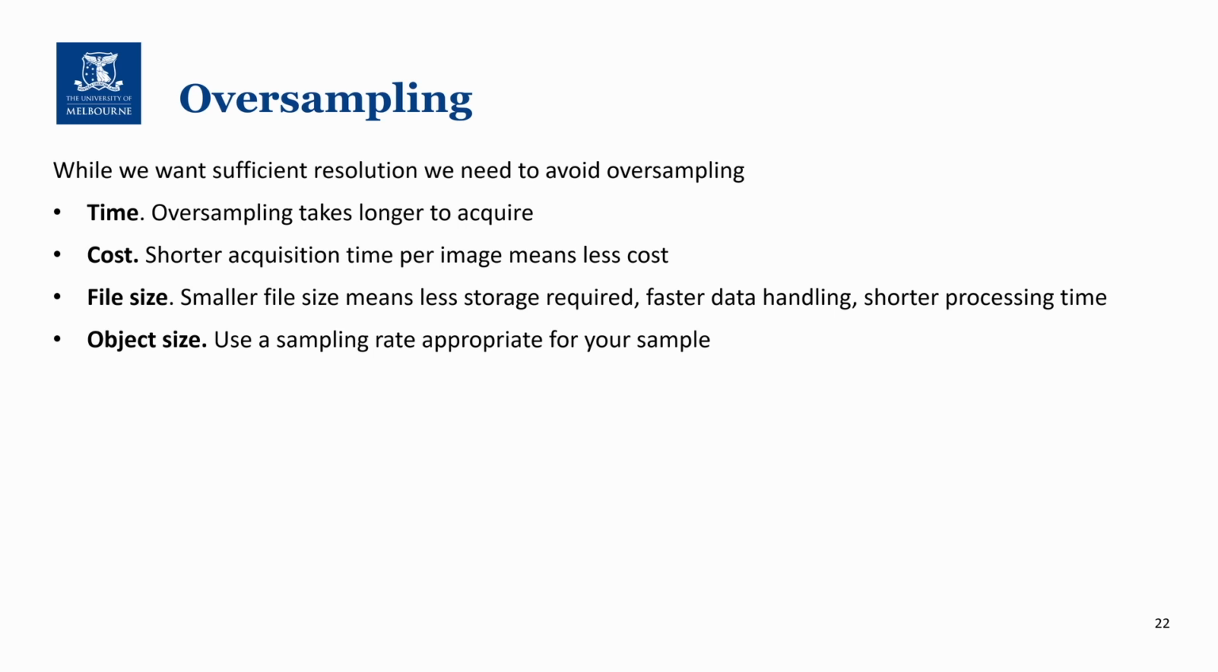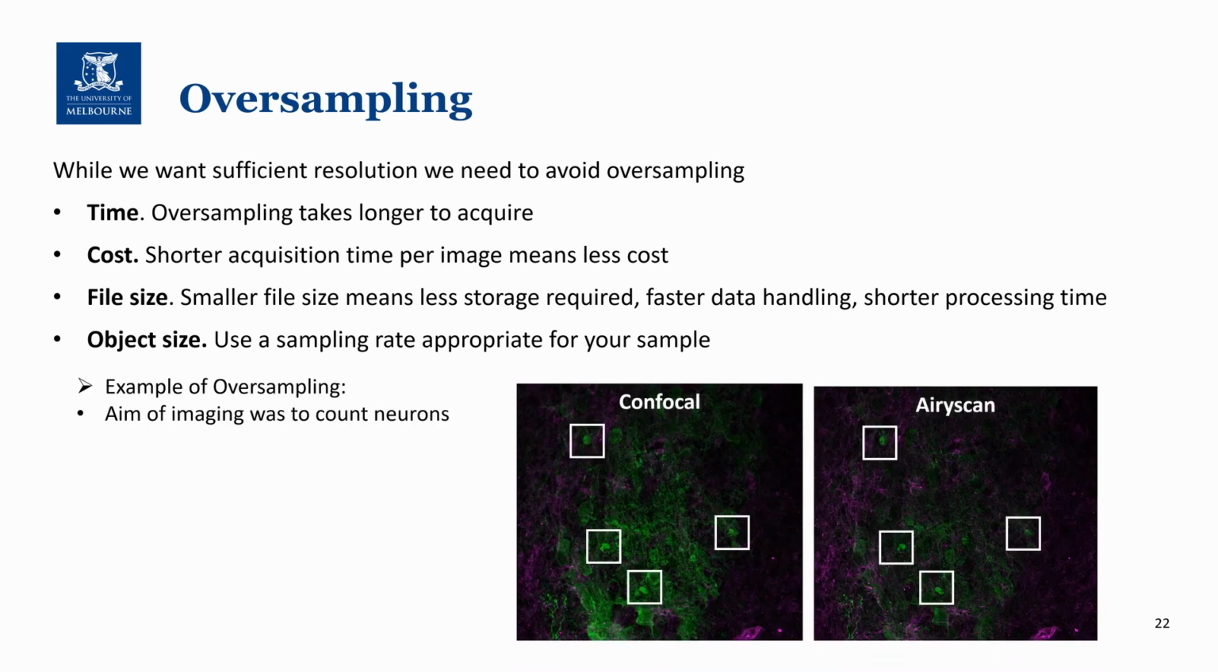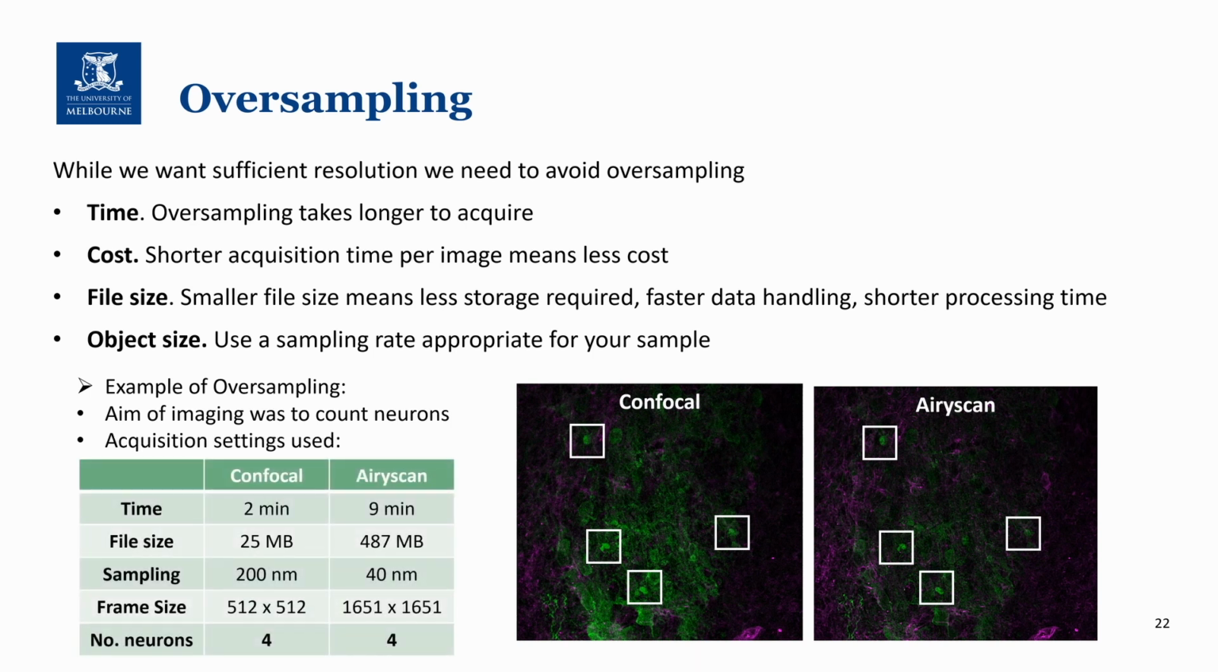In this example, the user wanted to count the number of neurons. They were imaging with Airyscan, a super resolution technique, when they could have used a standard confocal mode. You can see in this table there is a significant difference in the settings, file size and sampling rate. But ultimately, they both show the same number of cells.